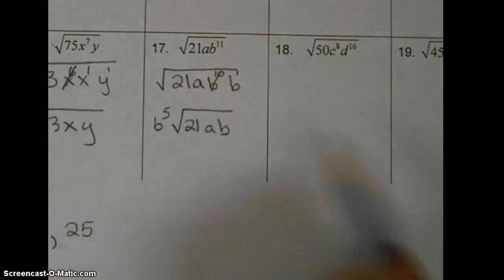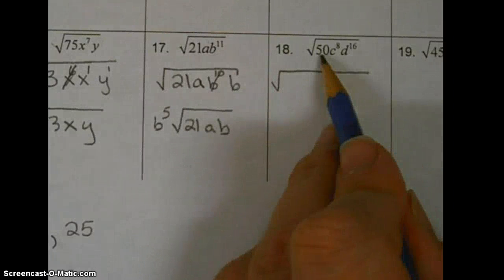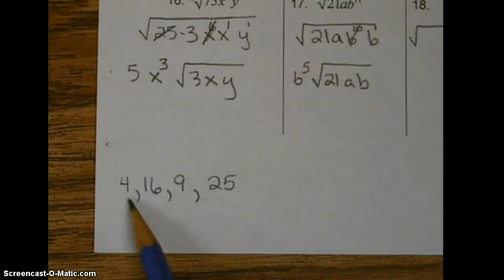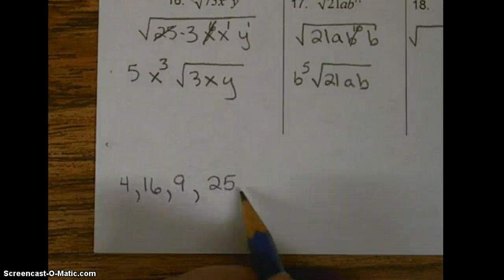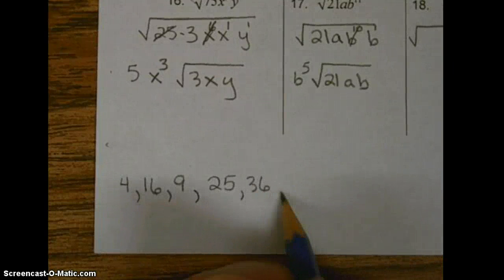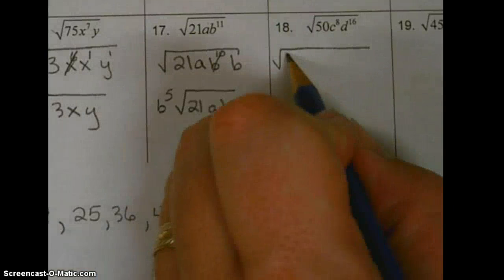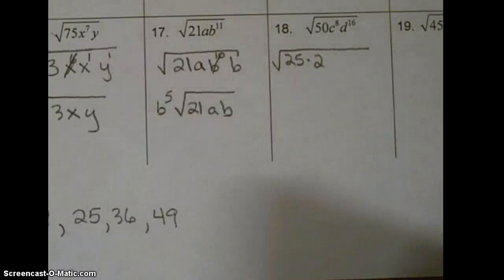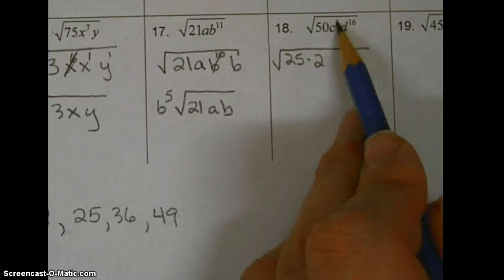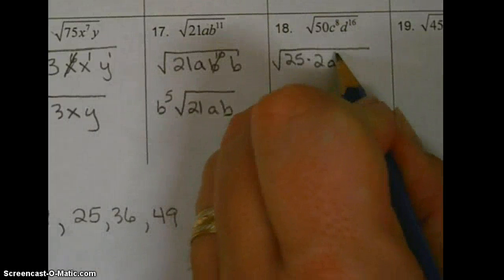Okay, number 18. So 50. So looking back at our perfect squares, are there any of these numbers that go into 50 evenly? Remember, there's also 36 and 49. That's right, 25 does. So 25 times 2. C to the 8th. Does 2 go into 8 evenly? Yes. So that we can leave alone.